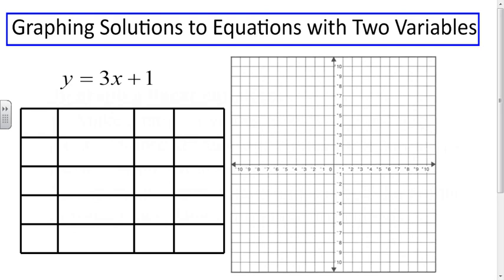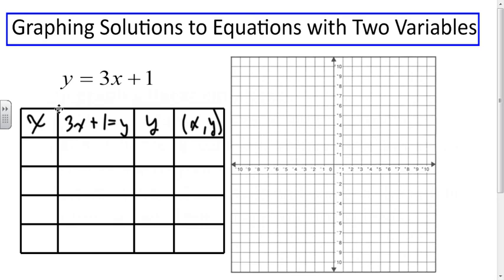So what I want to do first is just make some headers here. This is going to be my x. Here, I just plug in my equation. This is what I get as my y. And then here, I just write in my ordered pair.